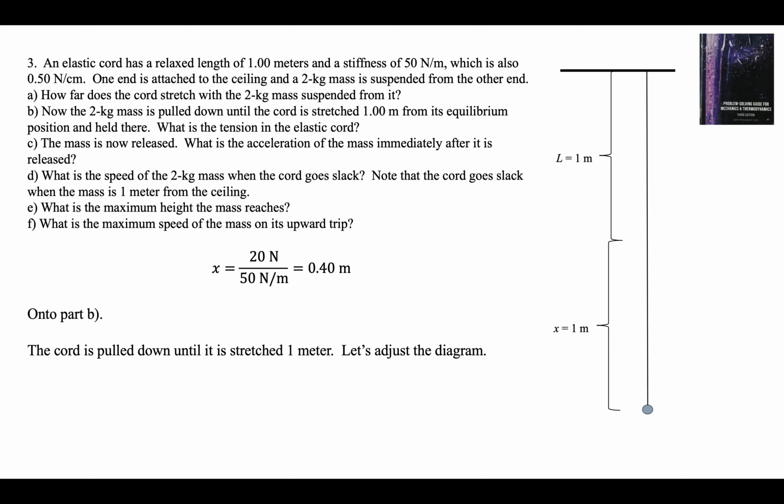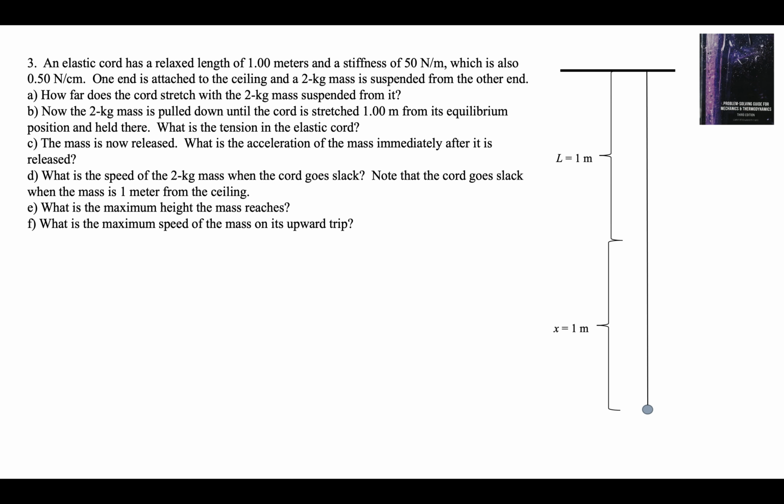There's 3 forces on that mass: gravity, the tension, and somebody hanging on to it. All we need is the tension of the cord, and that's kx. k is 50 newtons every meter. x is 1 meter. The tension is 50 newtons, and that's part B. Straightforward so far.